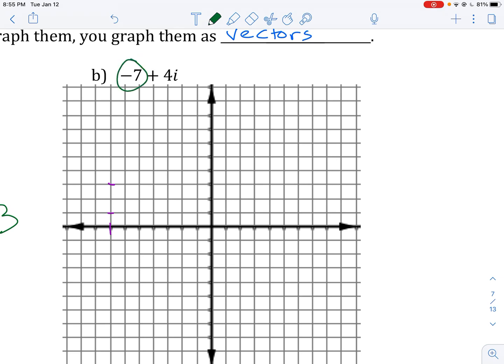So this is my x part, and this is my y part, so I go to negative 7, 4: left 1, 2, 3, 4, 5, 6, 7, and up 1, 2, 3, 4. So I'm going to end up over here. Now I need to draw an arrow that starts from my origin and goes over to the dot here. You just turn it into an arrow, and now we have drawn it as a vector. Remember, your vectors are going to start at 0, 0. Ta-da! We graphed this complex number.